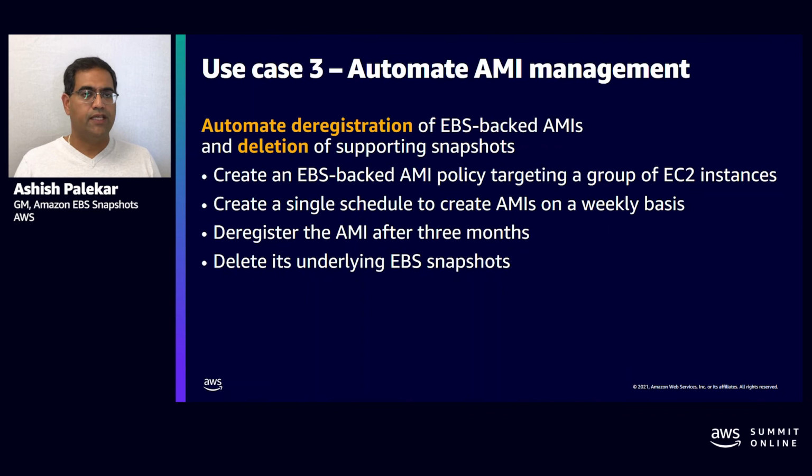So what's the use case we're going to walk through? Here, what we're going to do is create an EBS-backed AMI policy, which is targeting a group of EC2 instances. We'll create a single schedule to create AMIs on a weekly basis. Then we will deregister the AMIs after 3 months and then delete its underlying snapshots. Let's look at how we do that.